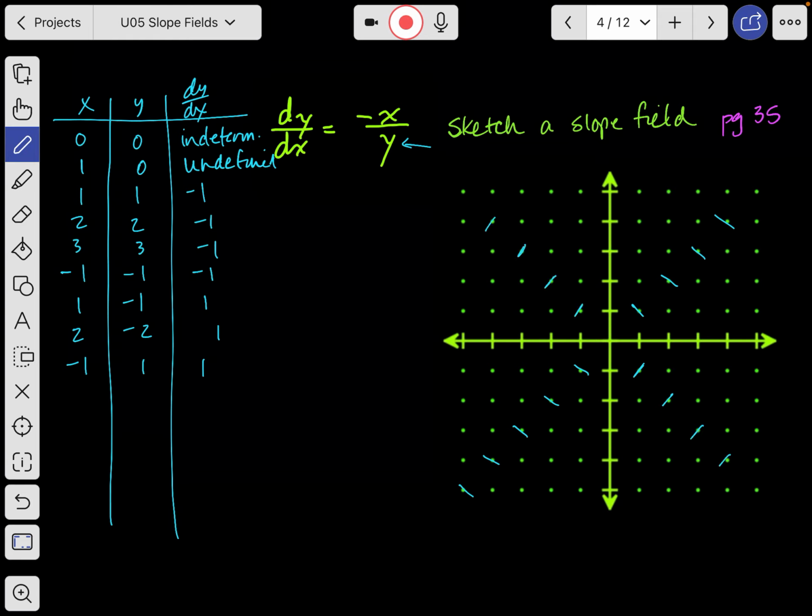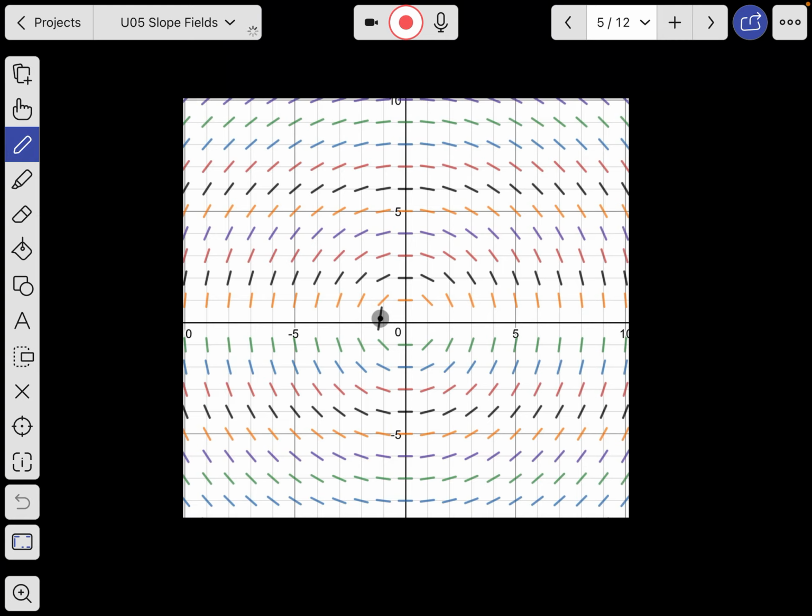And I can get more. I can check this point. You can do all the points on this grid. Let me show you the slope field on the next page. And we can see that the solution looks like a circle.